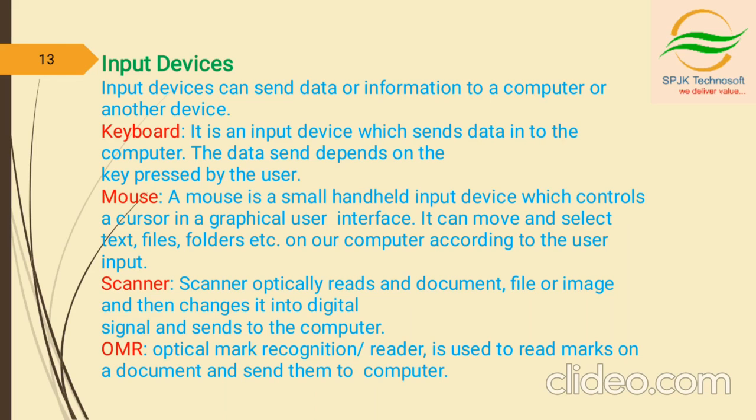Next, mouse. A mouse is a small handheld input device which controls a cursor in a graphical user interface. It can move and select text, files, folders, etc. on your computer according to the user input. Scanner. It scans whatever input we give to the scanner.